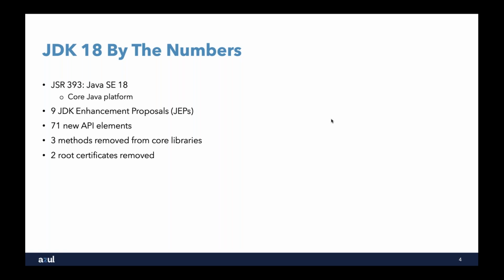We also have 71 new API elements in the class libraries and 3 methods which have been removed. So from a backwards compatibility point of view, that's something to bear in mind. When I looked at those, they really looked like they were pretty obscure APIs, and I don't think very many people, if anybody, will actually be caught out by those. But as I say, keep testing. And they've also removed 2 root certificates as well.